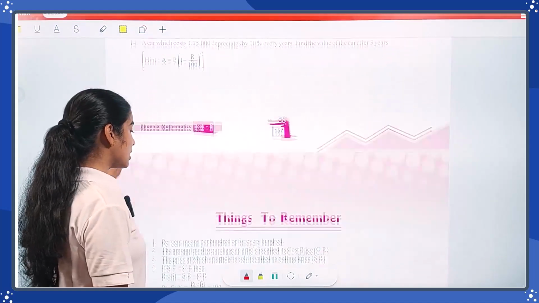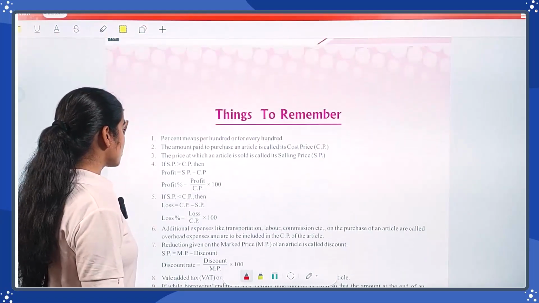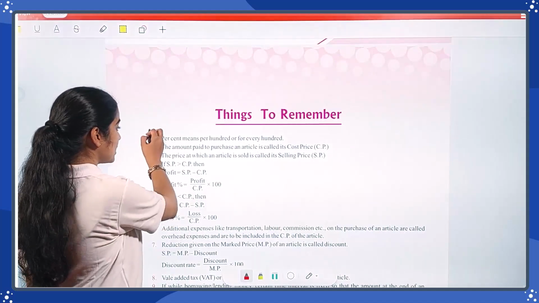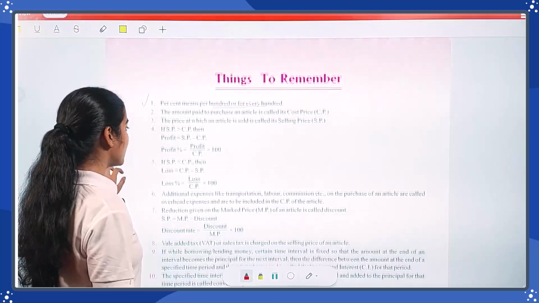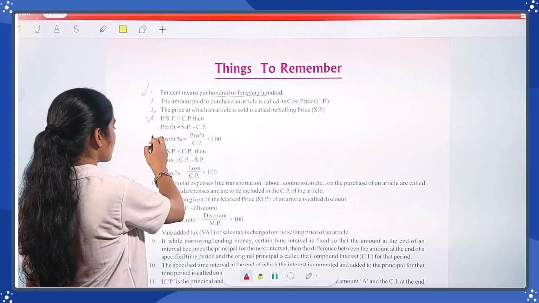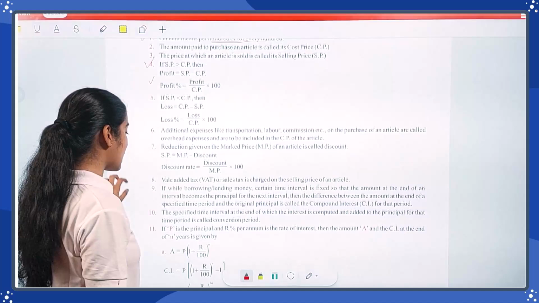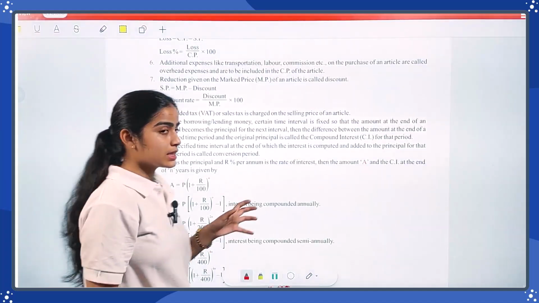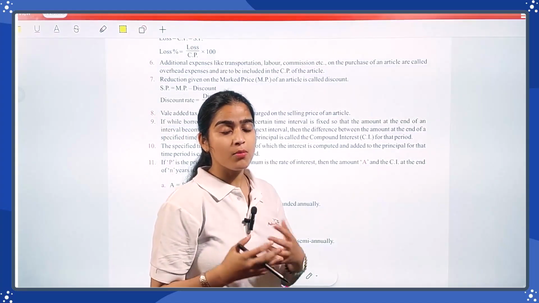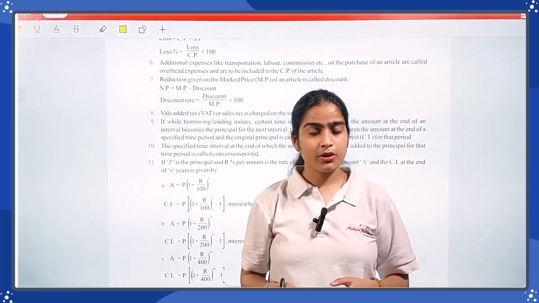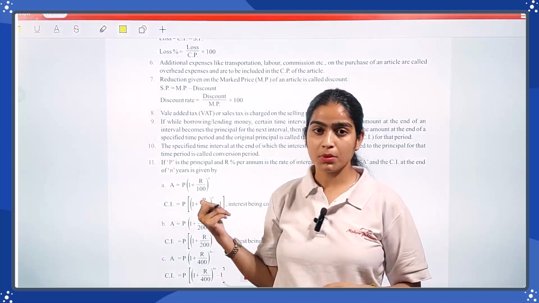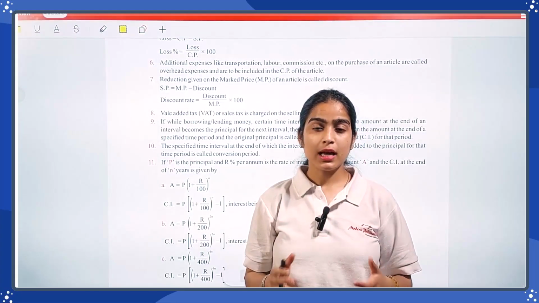Now we have things to be remembered. Here we have what is meant by percentage. Percent means per 100, out of 100 or for every 100: the selling price, the cost price, the profit and loss, the discount, the market price. It is a compiled form of all the concepts we learned in this chapter. So if you forget any concept, refer to these things to be remembered to complete your knowledge.